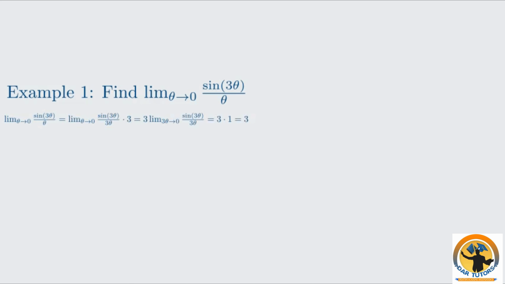We can pull the constant 3 out of the limit. Now, as theta approaches 0, 3 theta also approaches 0. So the limit of sine of 3 theta over 3 theta is 1. The final answer is 3 times 1, which is 3.